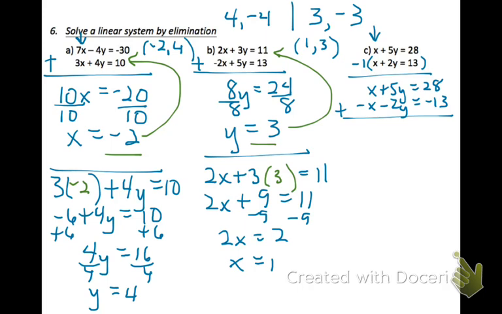So my x's will eliminate. 5y's minus 2y's is 3y's. 28 minus 13 is 15. I divide both sides by 3, so y equals 5. And now you know what to do. You're going to take that value for y, plug it into either equation. I'm going to plug it into the second one.